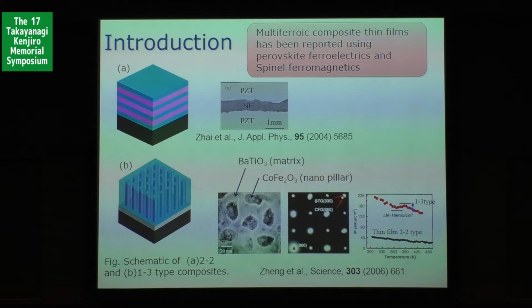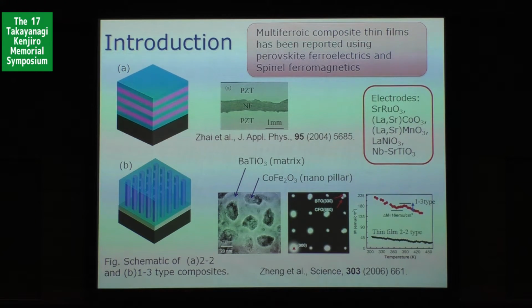And in this case, typical electrode materials are strontium ruthenium oxide, lanthanum strontium cobalt oxide, lanthanum manganese oxide, lanthanum nickel oxide, or niobium doped strontium titanate. All these electrodes have the perovskite structure. And I'd like to say that all these perovskite structure electrodes are not transparent.